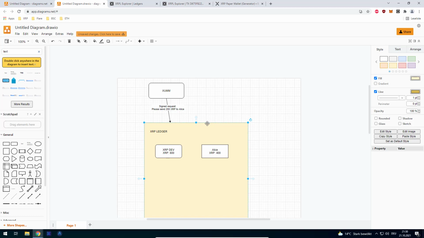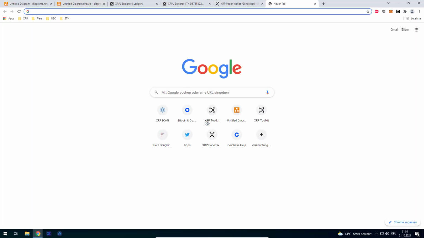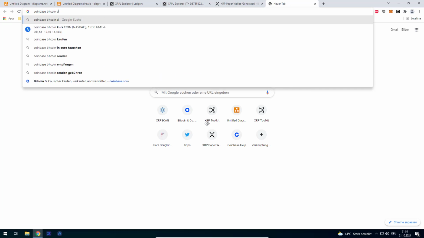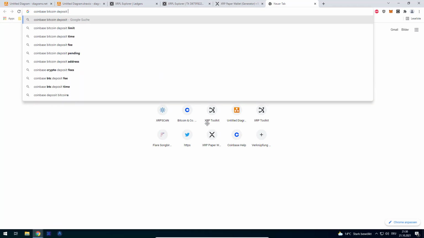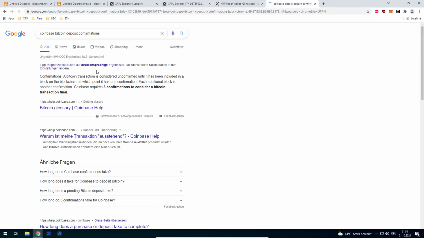On Bitcoin or on Ethereum or on any other proof of work blockchains, it takes some time because it's not being processed altogether. For example, on a Bitcoin blockchain, as soon as a block is mined, including all the transactions, it's being propagated to all the other nodes, and it takes some time until all the other nodes have also accepted the change and written it down. And so that's why certain exchanges, if I just enter Coinbase Bitcoin deposit, are telling you how many confirmations it needs until it's being added to your balance.